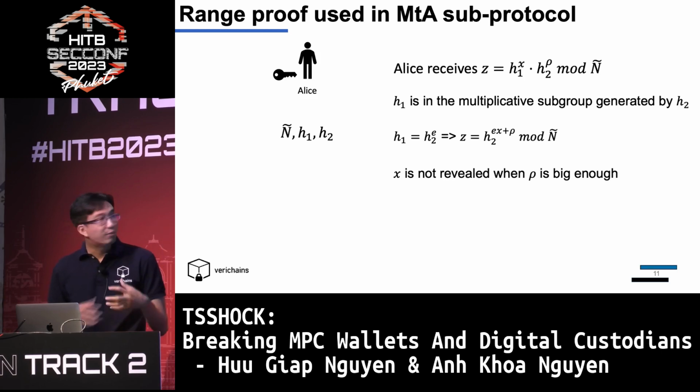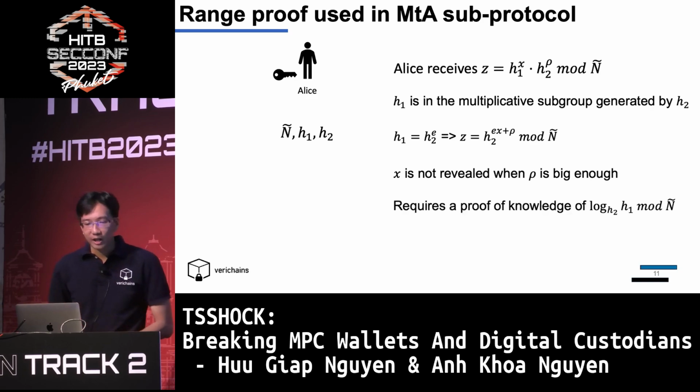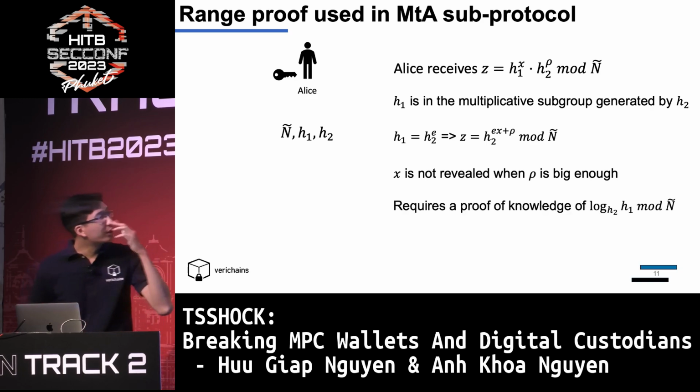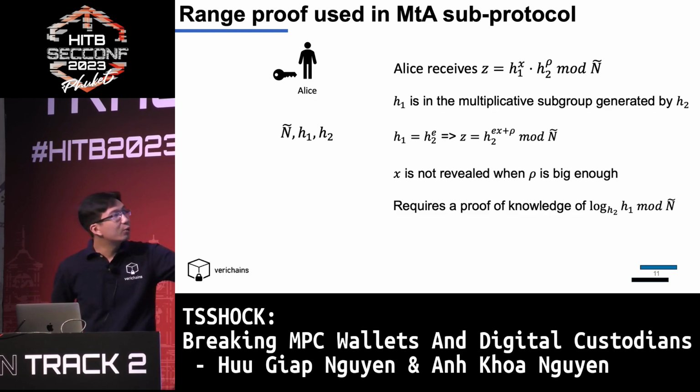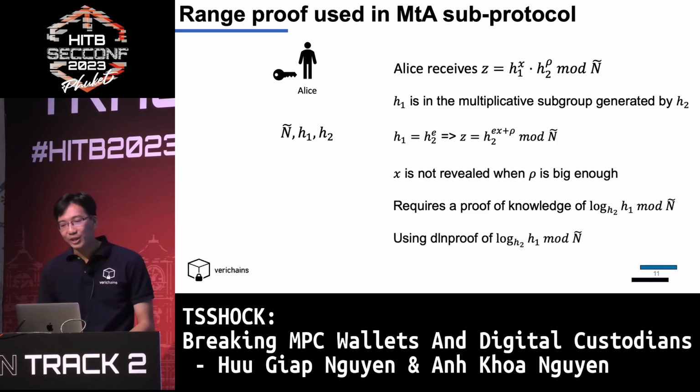Now, if rho is really big, then X cannot be revealed. And if X is not revealed, then everything works fine. But to do this, we need to enforce that H1 must be equal to H2 to the power of E. And how do we know that? Alice must somehow tell the other party that, hey, H1 is really actually H2 to the power of E, but you cannot say what E is. So it requires a zero knowledge proof of the discrete log of H1 with base H2, mod N tilde. To do this zero knowledge proof, there's an algorithm, and this is the DLN proof.